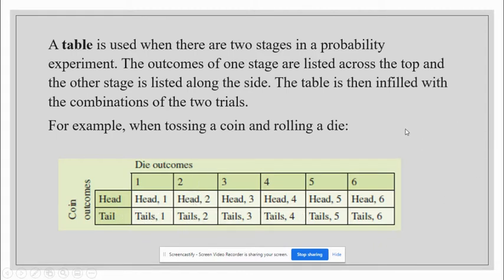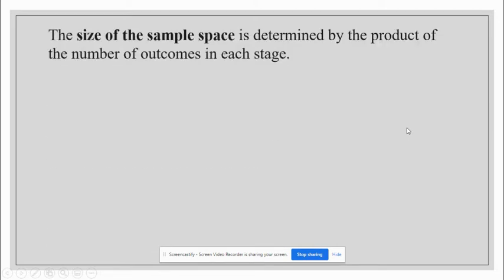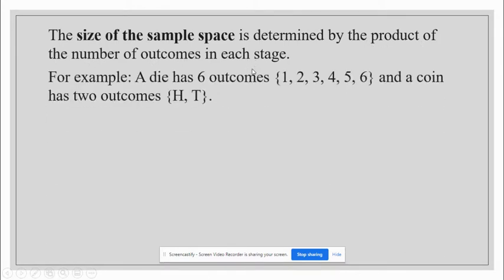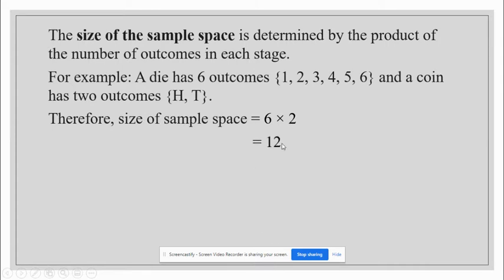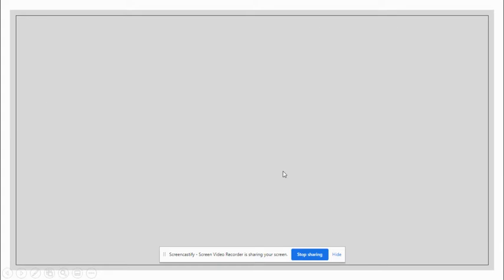Okay, pretty self-explanatory. The size of the sample space is determined by the product, so that's multiplying, of the number of outcomes in each stage. A die has 6 outcomes, 1, 2, 3, 4, 5, 6, and a coin has 2. So you go 6 times 2, and you get 12. And if we look in our previous table, you'll see there are 12 actual outcomes as well.